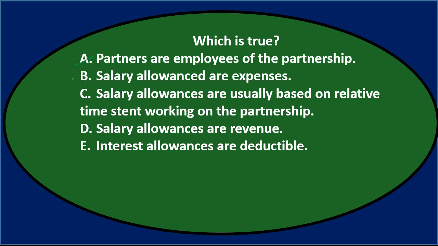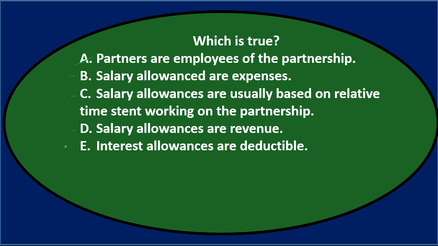And then B says salary allowances are expensed. Now, this is where it gets tricky because B, C, and D all deal with salary allowances. So you would think that the salary allowances are part of the answer. So I'm just going to leave B for now because it's similar to C and D. C says salary allowances are usually based on relative time spent working on the partnership. So again, that sounds pretty reasonable. D says salary allowances are revenue. So I'll keep those three.